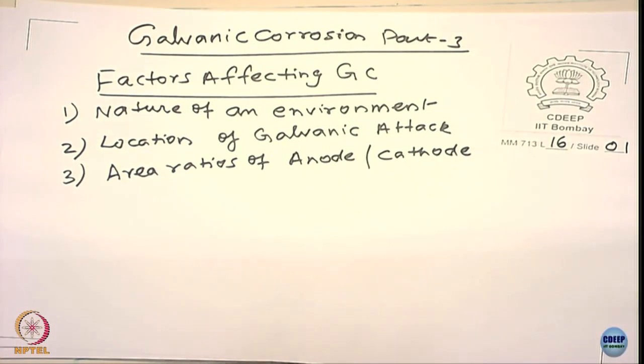So, we shall go into details and try to understand. If you understand the factors controlling galvanic corrosion, it will be much easier for you to devise means of controlling it. So, that is the whole basic idea of analyzing the factors that can influence galvanic corrosion.